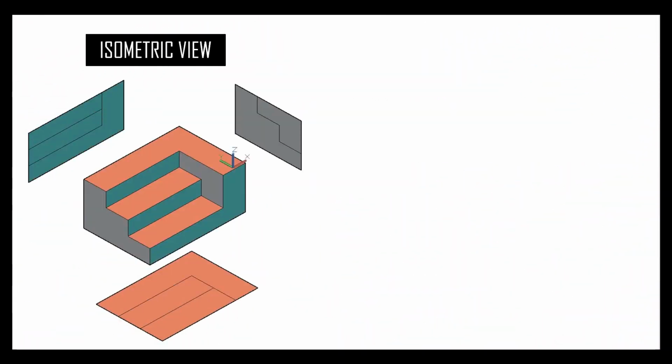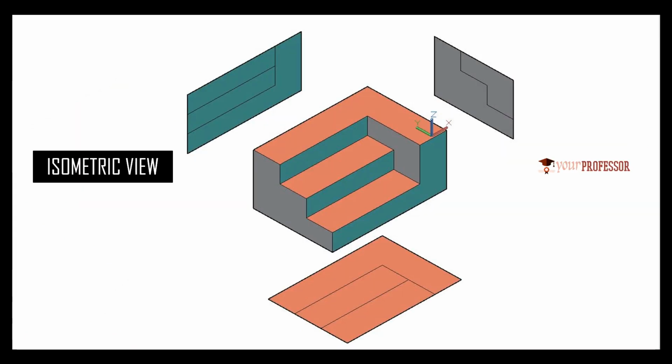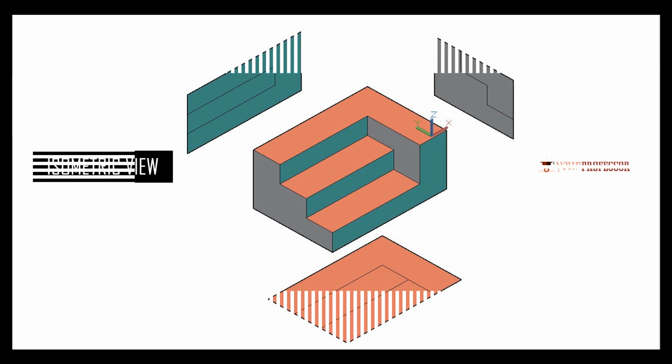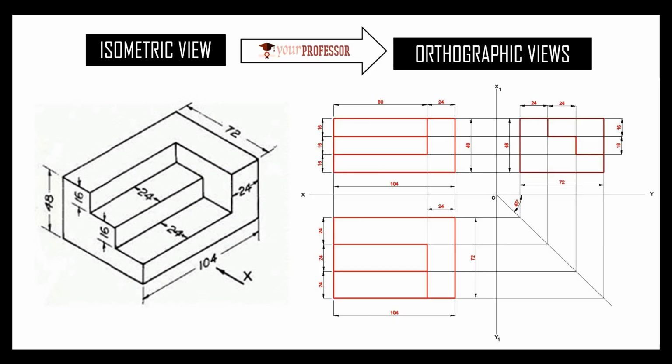In this session, let's learn how to draw the orthographic views from the given isometric view. First, let us see the generation of orthographic views. Later, let's see for the given isometric view how to draw the orthographic views in first angle projection with dimension.